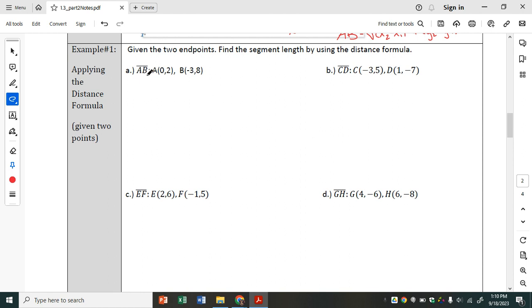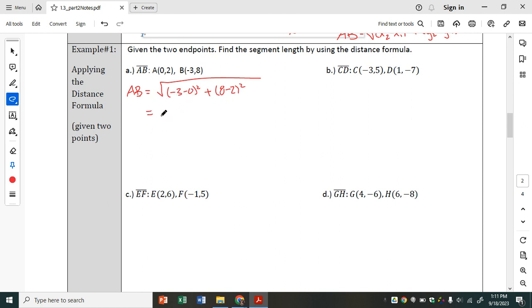So on letter A, if I wanted to find AB, the length of AB, I'm going to take the distance of AB as the square root. I'm going to take the difference of my x's. I'm going to start with negative 3 minus 0 squared. I'm going to add in the difference of my y's, so 8 minus 2 squared. And then we're going to keep solving, okay?